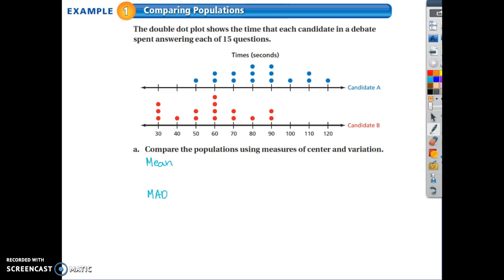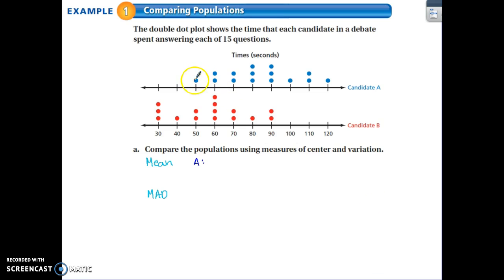The first thing we need to do is find the mean of candidate A. The mean is just another way to say average. So for candidate A, to find the mean, all we do is add up all values in the data set and divide by the number of values there are. So I am going to add whatever value this dot holds with whatever values these dots hold, all of them, and then divide by the total number of dots that there are.